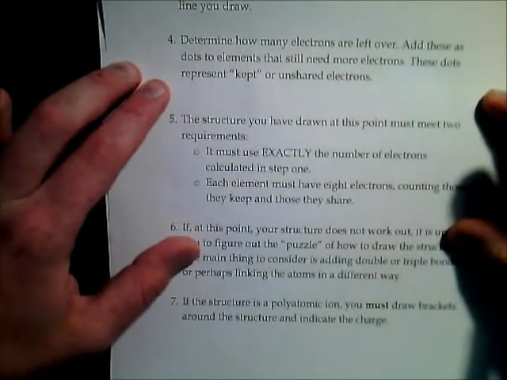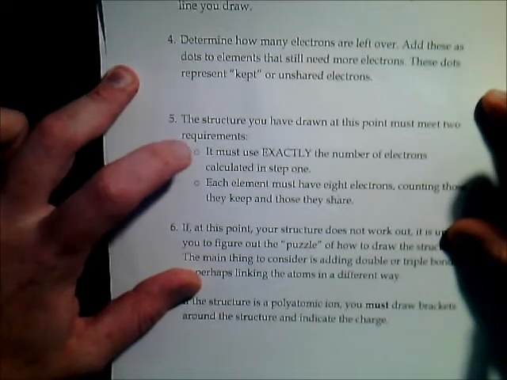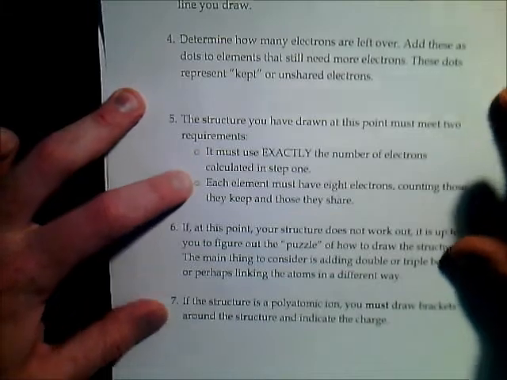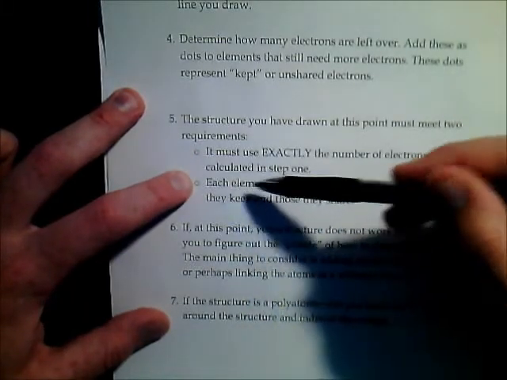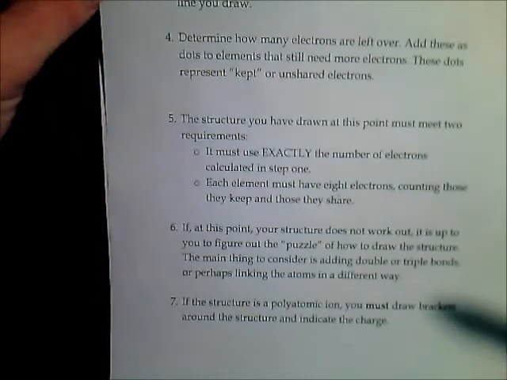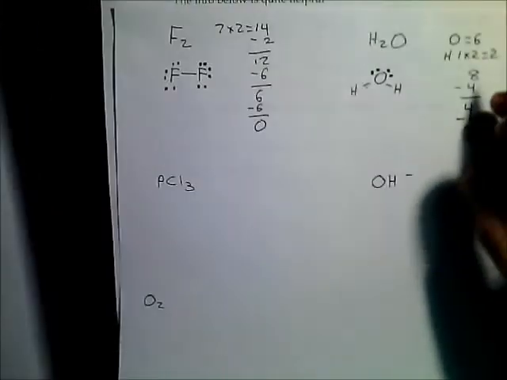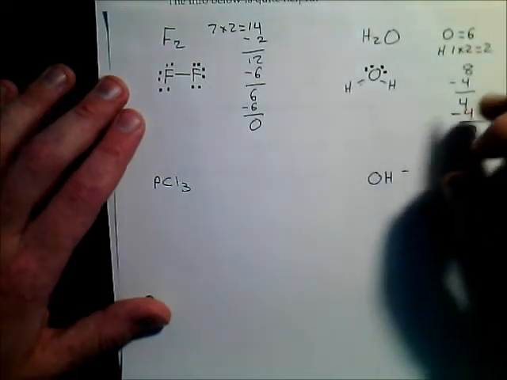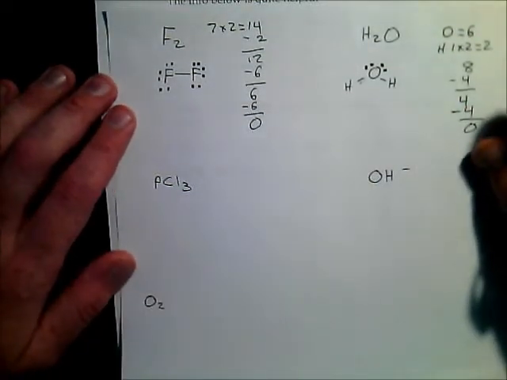And if we look at step 5, we've met both the requirements. We've used exactly the number of electrons calculated in step 1. We did that. And we've got each element having 8 electrons. Well, the oxygen has 8. Remember, hydrogen, it's an exception. It only wants 2. So this Lewis structure is correct. It's a good representation of the H2O molecule.